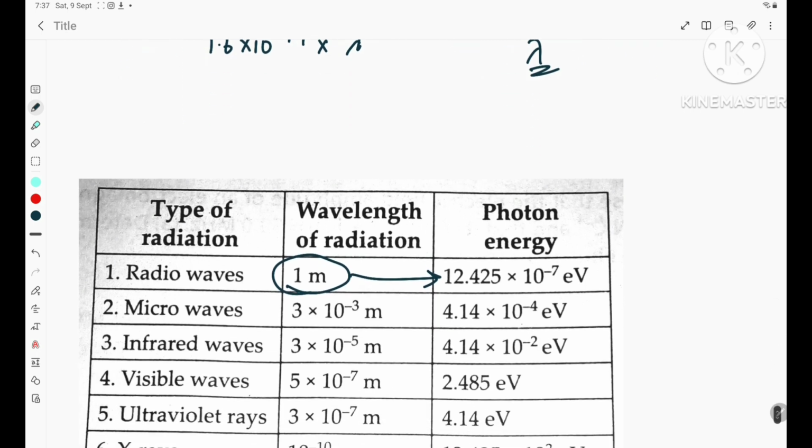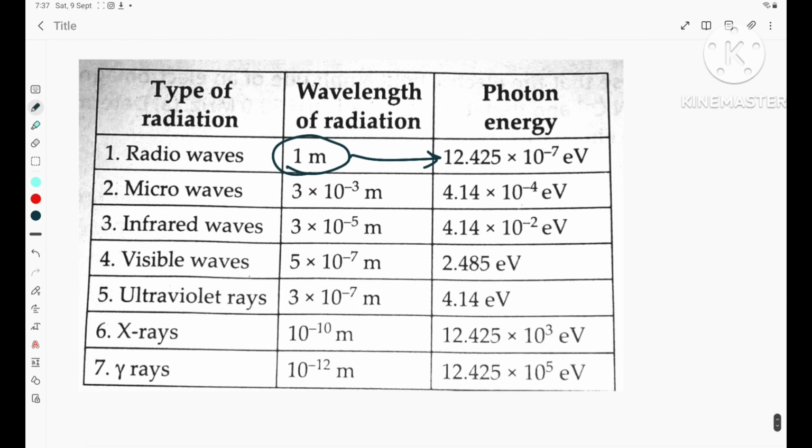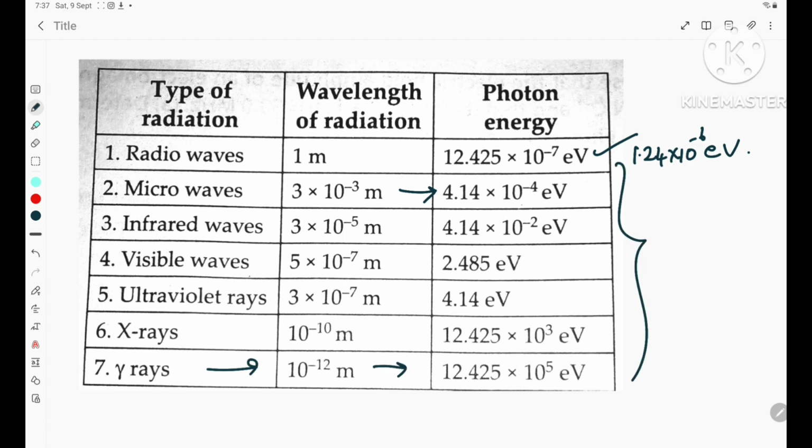Okay, so here I have already given the table. You can see radio waves, the wavelength is 1 meter. So the corresponding energy will be equal to 12.4 into 10 power minus 7 electron volt. We can also write this as 1.24 into 10 power minus 6 electron volt, right? And then you have microwaves in the wavelength range 3 into 10 power minus 3. So the corresponding energy is given. So on, we can find out the energy for all the electromagnetic waves.